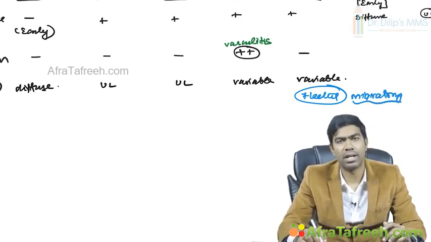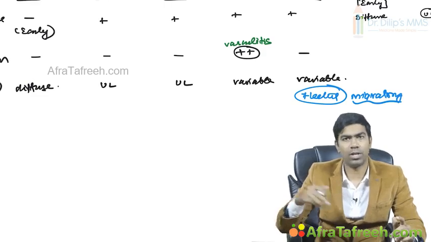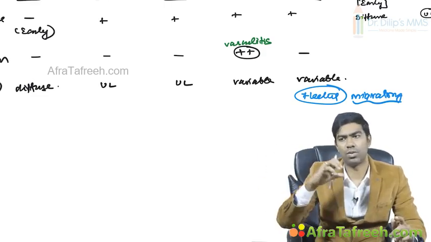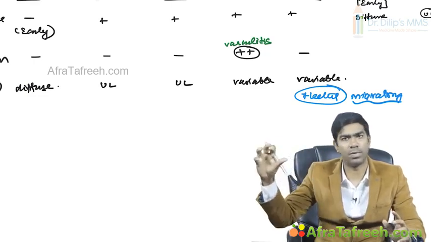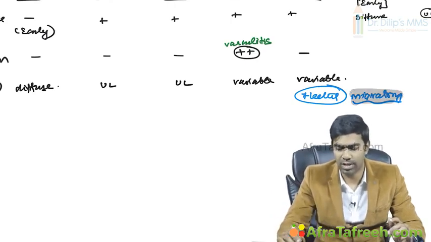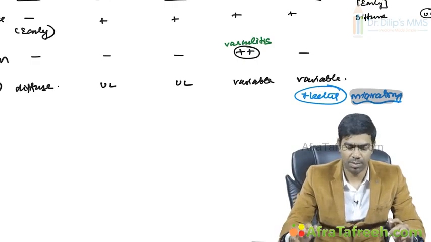What do you mean by migratory infiltrates? It means the larva keeps moving through the lung. This is a transpulmonary migration. Wherever the larva goes, in those areas you will get infiltrates as they migrate. So this is what we refer to as migratory or fleeting pulmonary infiltrates.